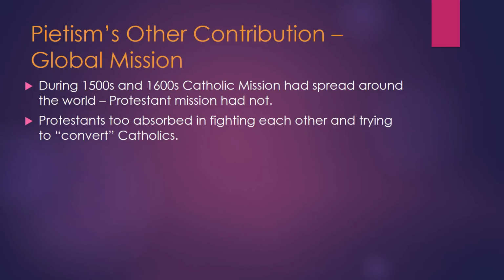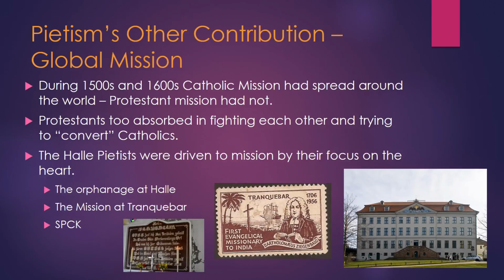The thing with the Pietists, though, is their heart disposition. Their focus upon emotion as well as intellectual and what was correct doctrine meant their hearts started saying, we need to go. We need to win souls for Christ. The Halle Pietists were especially driven by this. And it started with that building in the bottom right hand corner of this slide. That is the orphanage at Halle.